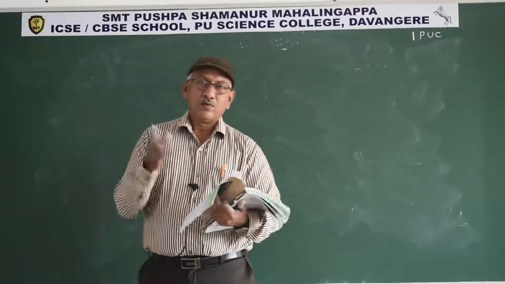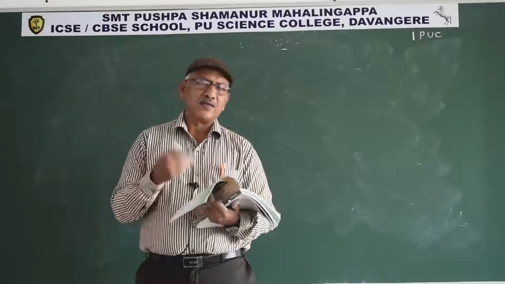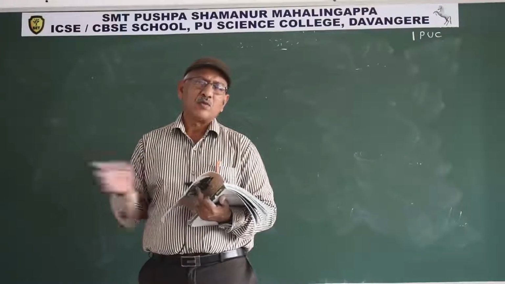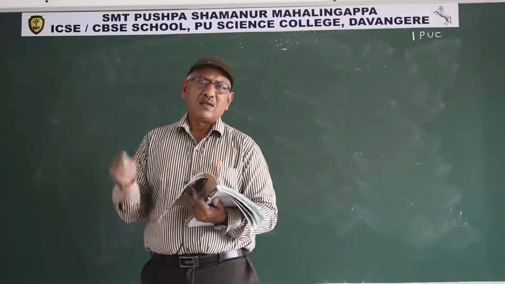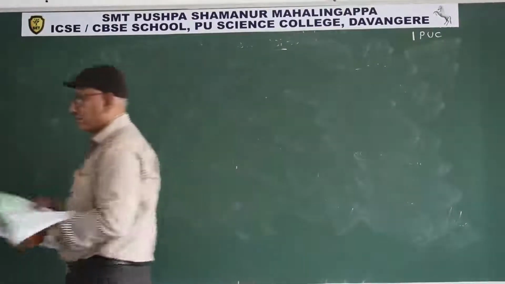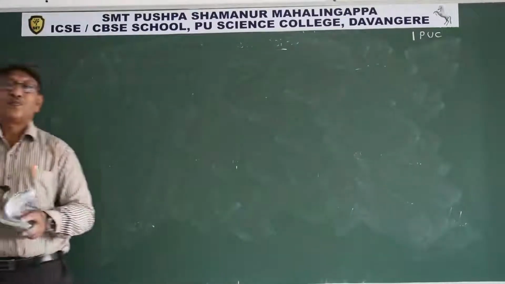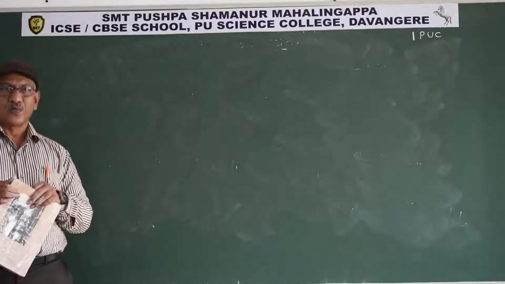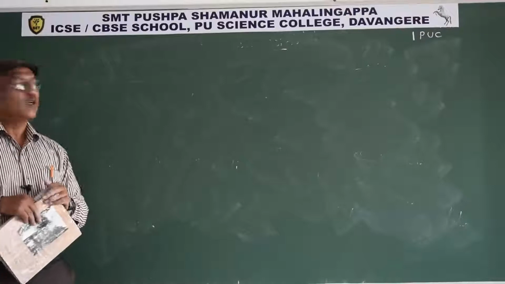You already know, first, second, eighth are sensory; third, fourth, sixth, 11th, 12th are motor; fifth, seventh, ninth, 10th are mixed cranial nerves. So next class we discuss chemical coordination and control.